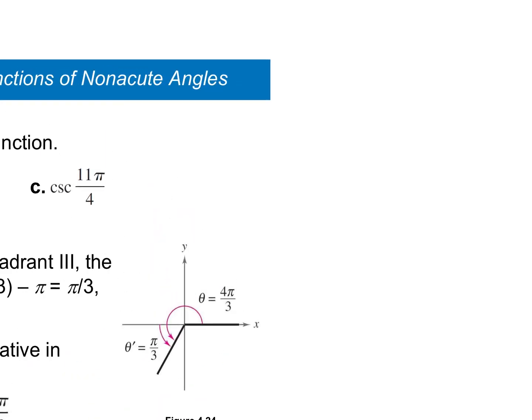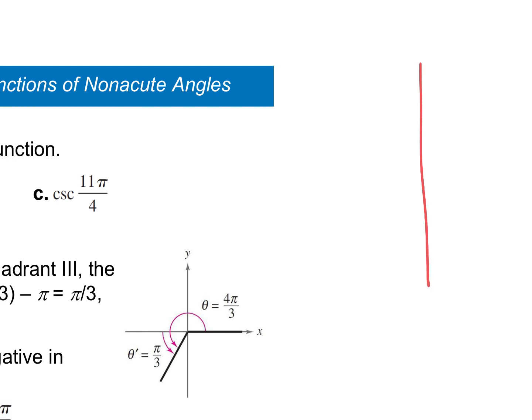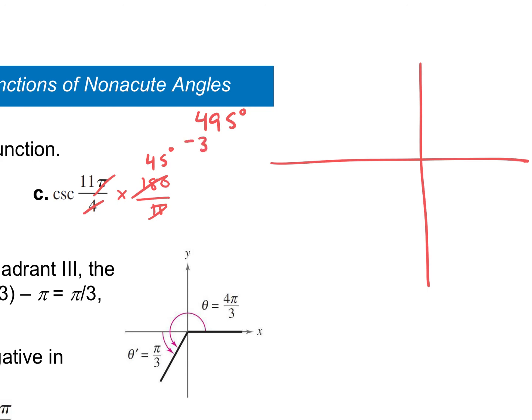How can I tell what quadrant 11 pi over 4 is in? Convert it into degrees. So multiply by 180 over pi. Cancel out the pi's. 4 goes into 180 45 times. And 11 times 45 would be 495. 495 is more than one trip around the circle, so I need to find the coterminal angle, so subtract 360. So this should be 135.